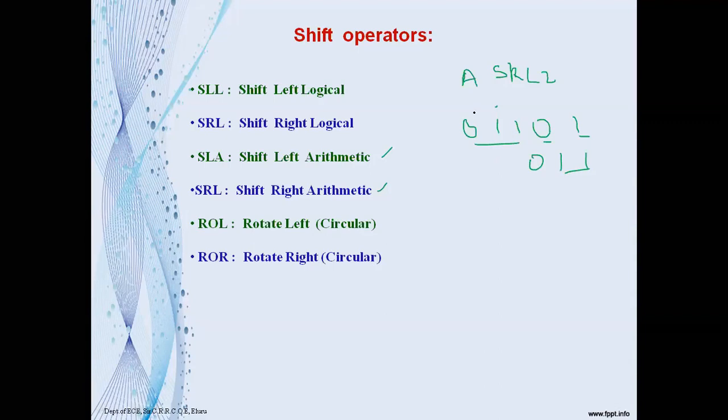for the right operation. What is the MSB bit of this value? The MSB bit value of this is 0. So therefore the vacated bits are filled with this 0. In a logical shift, what do we say? We append 0 directly. But here, what do we do? If the MSB bit is 1 we have to take 1, if it is 0 we take 0. With that we fill the vacated bits here.